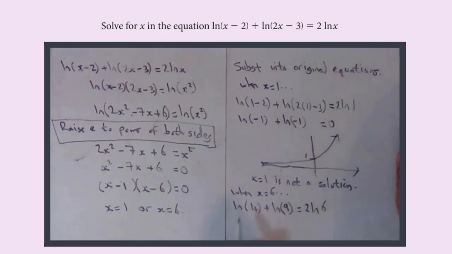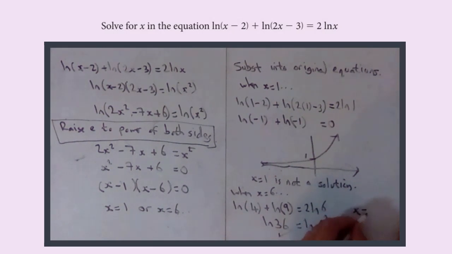Well, if you look at the first law, this would be ln 36, which we just multiply them. Does that equal ln 6 squared using the third law? Yes, absolutely. ln 36 is ln 36. So, final answer, x equals 6 is the only solution.